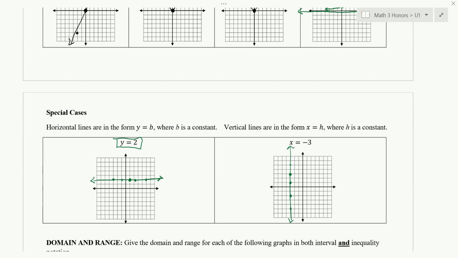Okay. I'm going to stop there on the notes, and this should carry you through the first 15 problems on your homework. They're just like this.